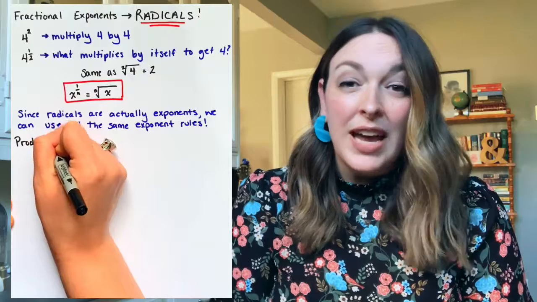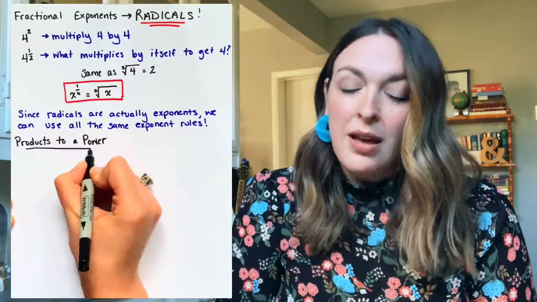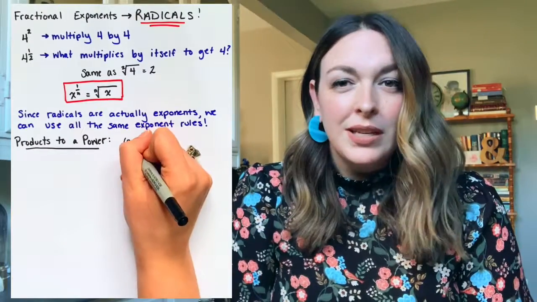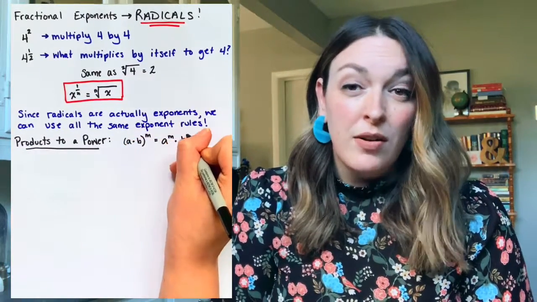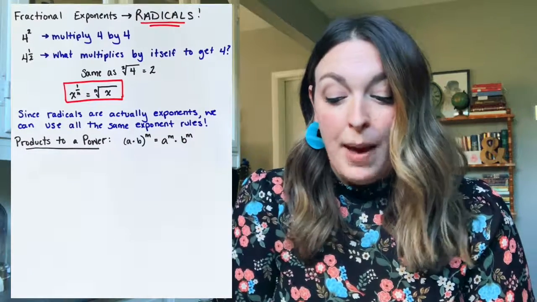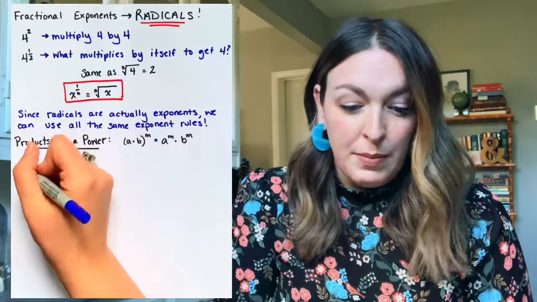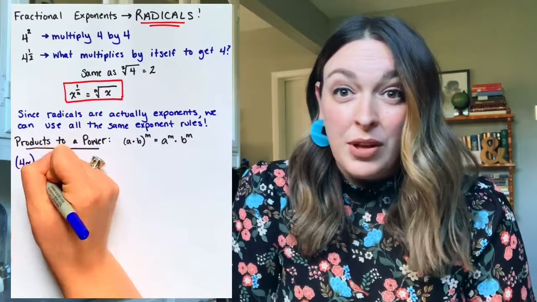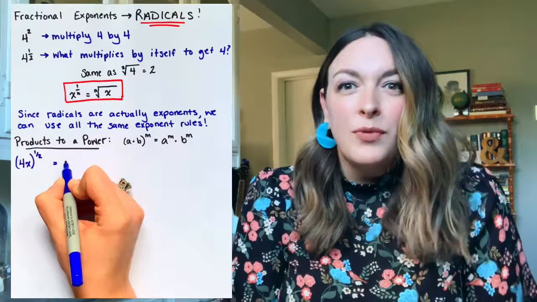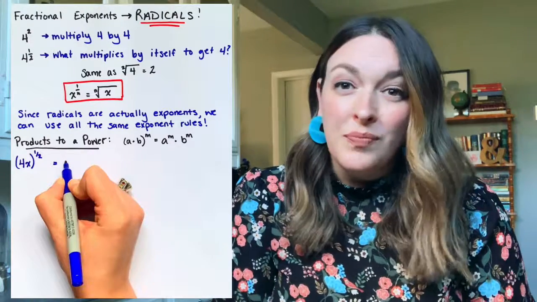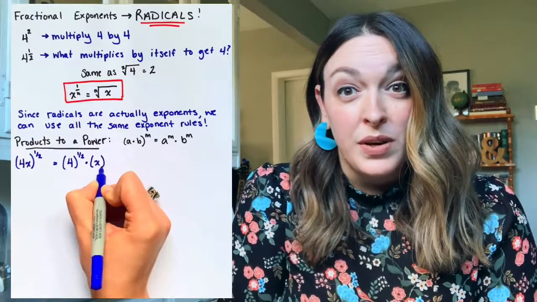If you forget, if I'm multiplying two numbers, or a number and a letter, two variables, a times b, and I raise that to the power of m, that's equivalent to saying a to the power of m times b to the power of m. Okay? So we can do this with a fractional exponent as well. For example, if we had 4x to the power of 1/2. Remember, 4x means 4 times x. So what does that mean? It's 4 to the power of 1/2 times x to the power of 1/2.